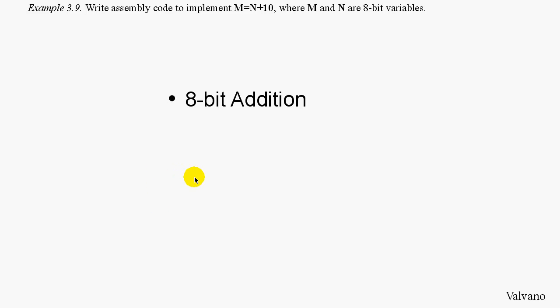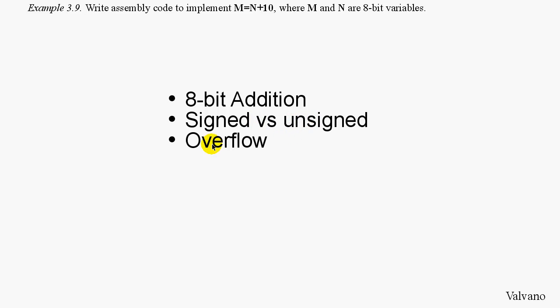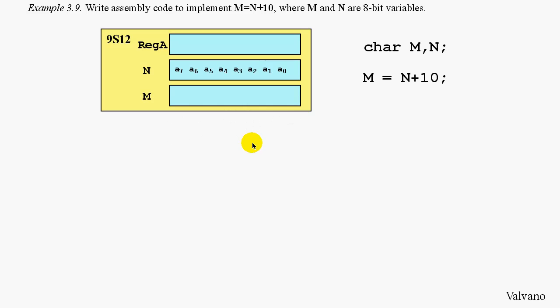The objectives of this example are to show 8-bit addition, discuss signed versus unsigned arithmetic operations, and consider the important problem of overflow errors. Let's begin. The goal of this problem is to write assembly code that calculates N+10 and stores the sum into another variable called M.